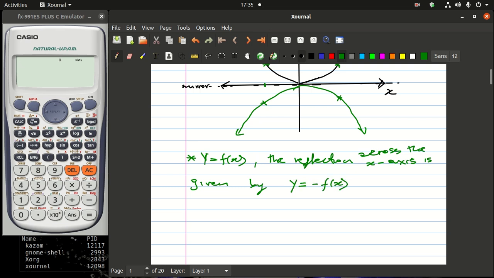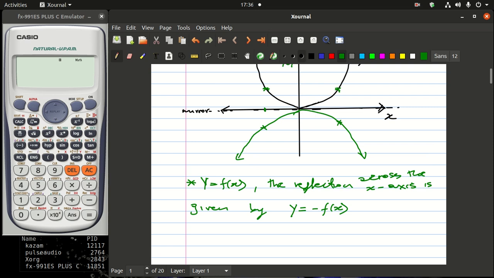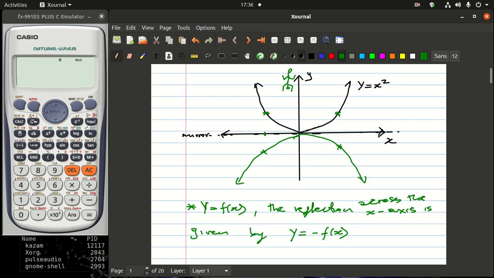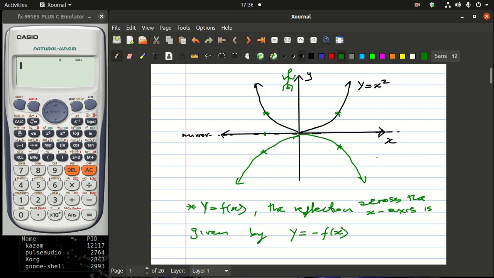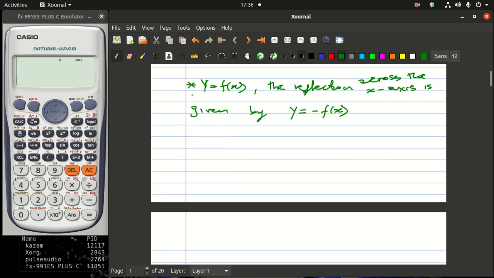So the reflection will be y is equal to minus f of x. Whenever you are seeing some function with a minus in front of it, it means that I had f of x, but now it was reflected about the horizontal x-axis. So that's what is important about this curve over here.